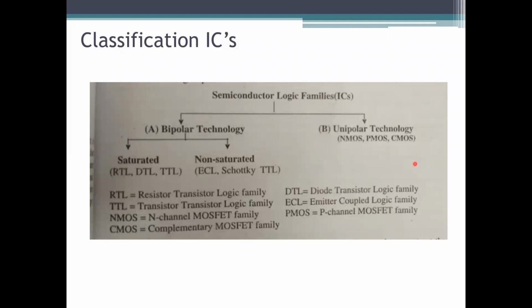This is about your IC. ICs are nothing but electronic circuits that are used in your microprocessor and in many electronic components. So this is about your ICs.